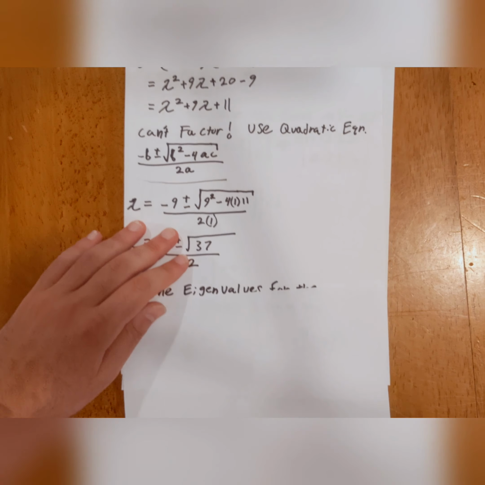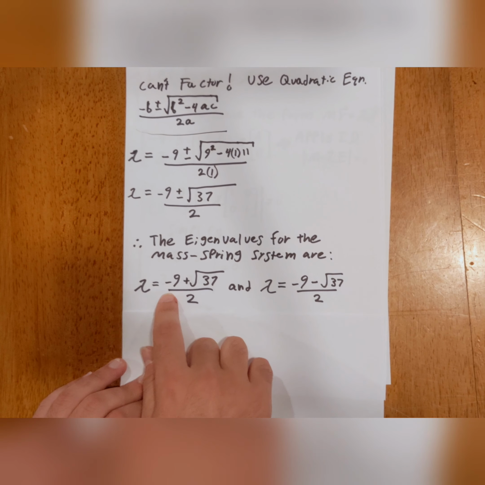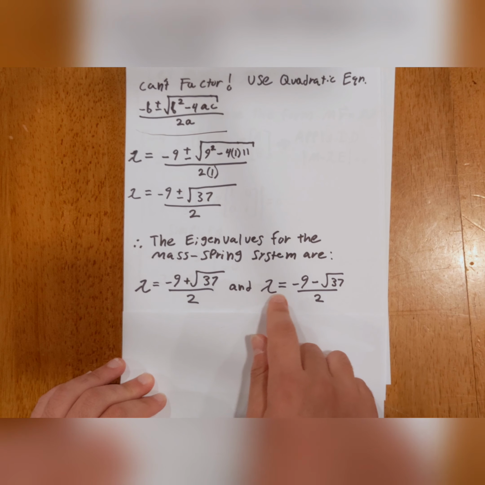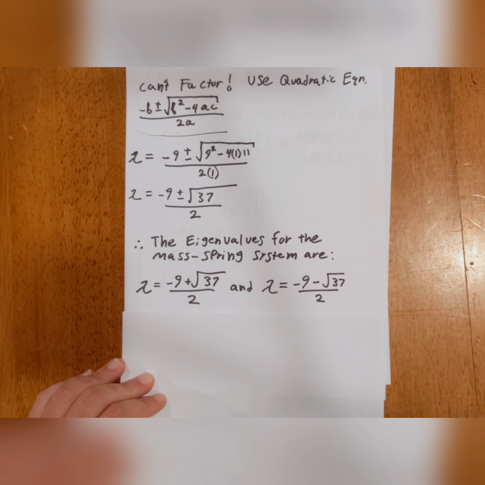So, we can then say that the eigenvalues for the mass spring system are (minus 9 plus root 37) over 2 and (minus 9 minus root 37) over 2. Those are our two eigenvalues for the system here.